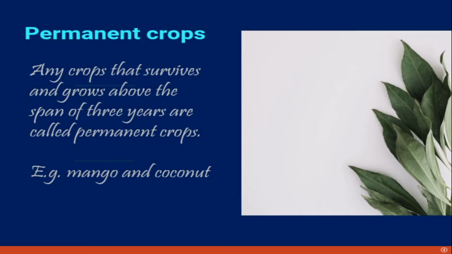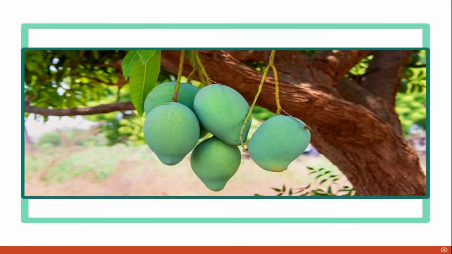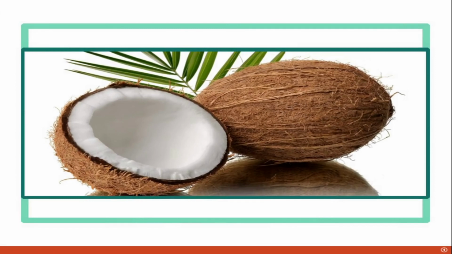Next, permanent crops. Any crops that survive and grow above the span of 3 years are called permanent crops. So these kinds of crops grow for long years, several years. Examples: mango, coconut. Look at the picture. Coconut.